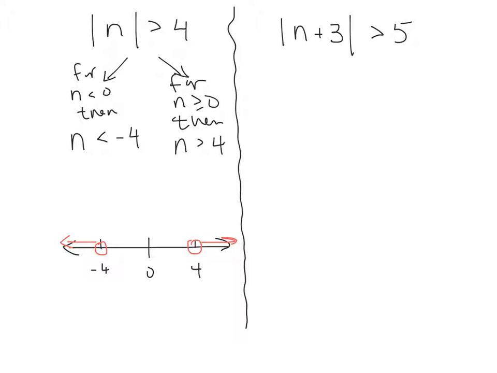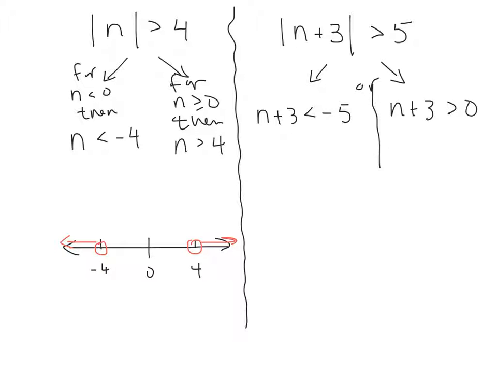Let's quickly go through this one on the right, and we're going to get a very similar idea, where when the expression n plus 3 is less than 0, then n plus 3 must be less than negative 5 for you to take the absolute value of it and have it be bigger than 5. So in other words, n plus 3 must be negative 6 or negative 10 or negative 1,000,000 or something like that. And of course on the right hand side, when n plus 3 is positive, n plus 3 has to be greater than 5.